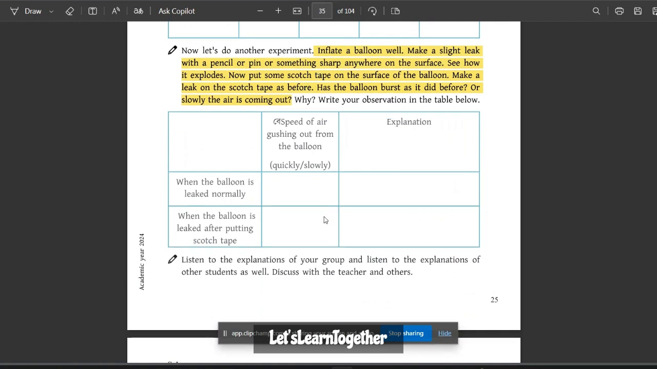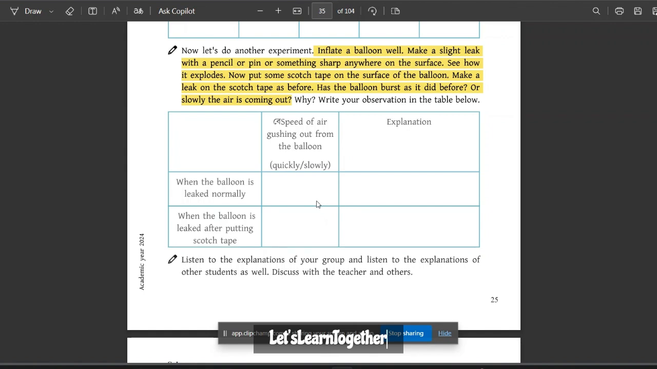We have to inflate a balloon. Okay, then we have to simply burst it with a pin or with a pencil. Okay, but we have to burst it in two ways. Let's say we will inflate two balloons. Take one balloon and you will burst it in the normal way by pricking it with the pin, and for the other balloon you will at first stick a specific place of that balloon with a scotch tape, and then you will prick it with a pin.